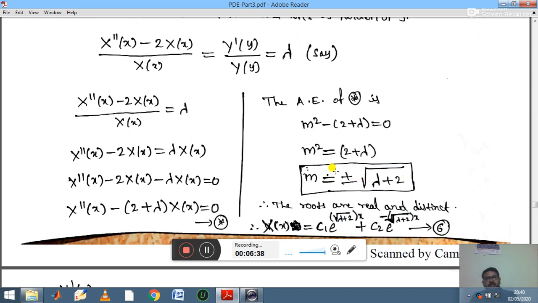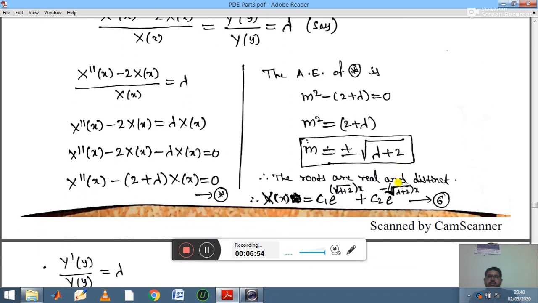So here you are getting two roots. One is plus square root of lambda plus 2, the second root is minus square root of lambda plus 2. Therefore the roots are real and distinct. Whenever you get real and distinct roots, just remember the concept of ordinary differential equations: whenever you solve by taking the auxiliary equation, you get the roots of the equation.